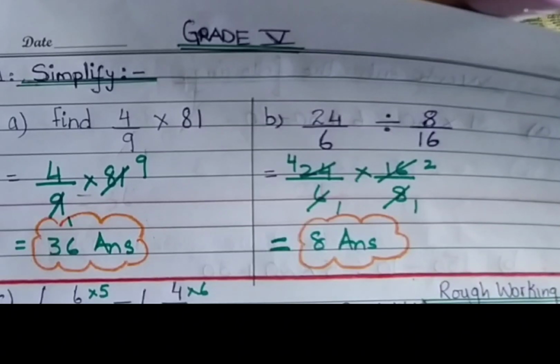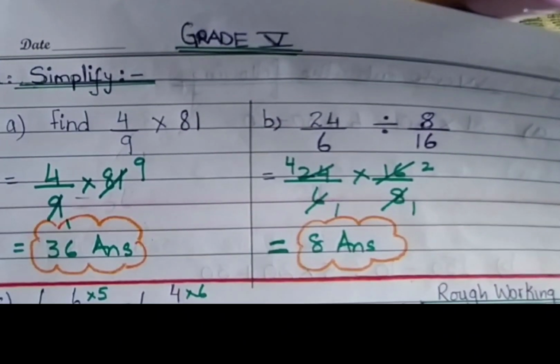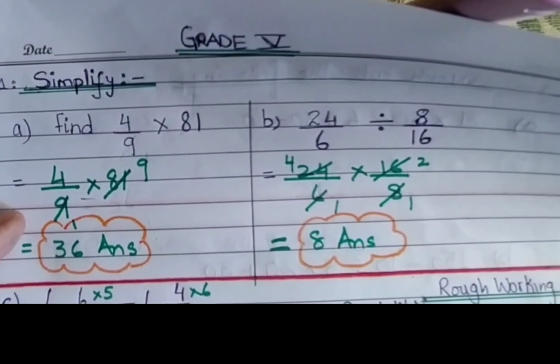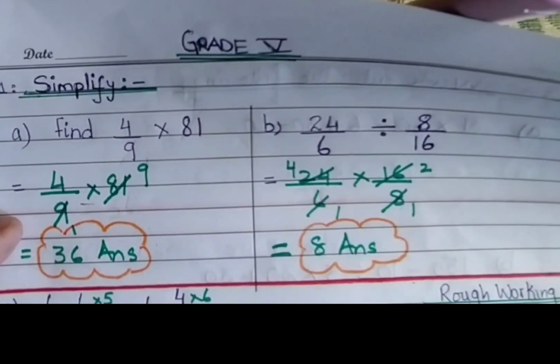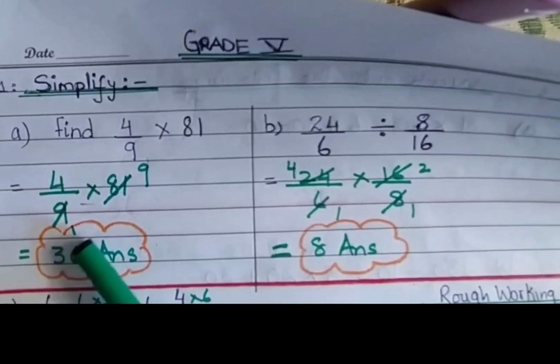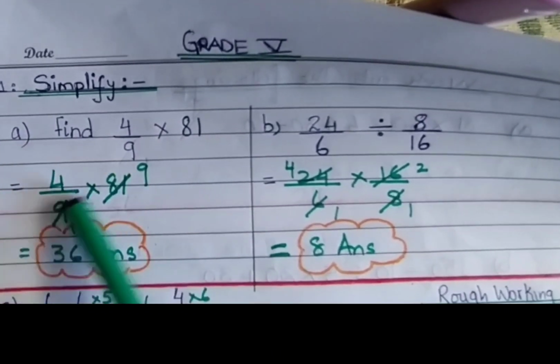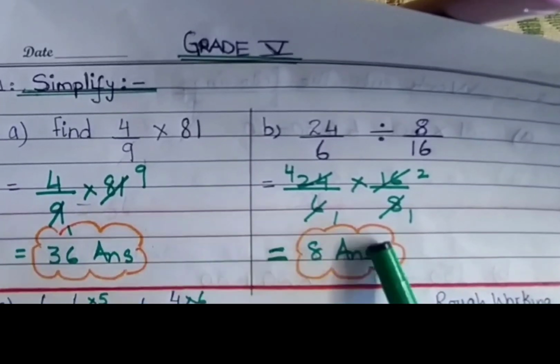And the first question, I have already done these questions to save time. The first one is done here. Kindly check the answers. 4 upon 9 multiplied by 81. So 9 and 81 can easily be cancelled by the 9 times table. So 4 nines are 36.